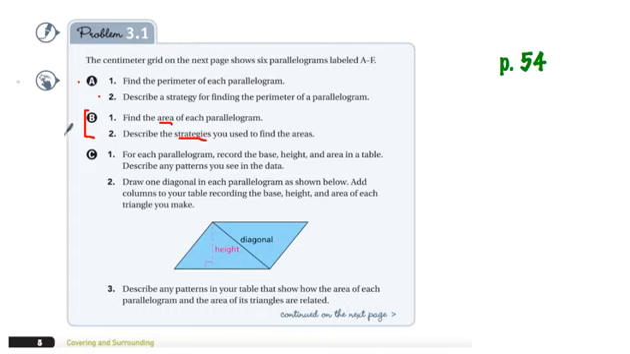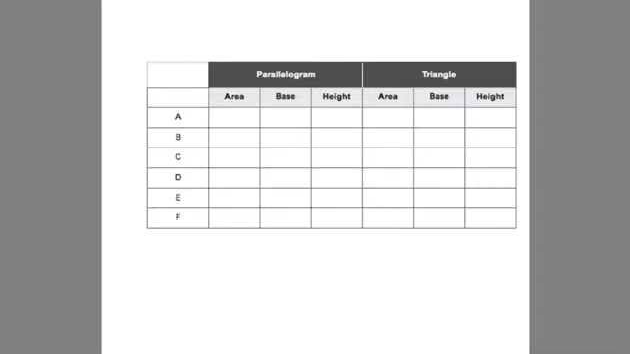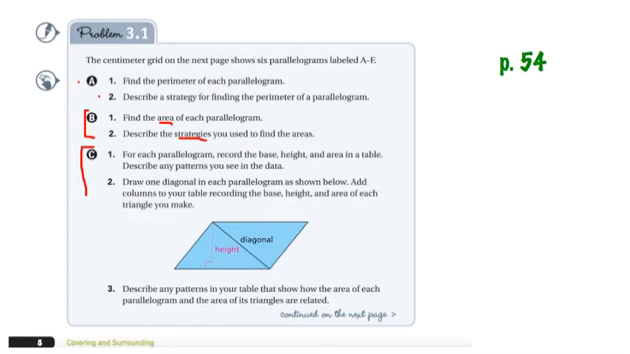When you've completed parts A and B, you're going to move on here to part C. It says for each parallelogram, record the base, height, and area in a table. Describe any patterns that you see in the data. So the other lab sheet that's on the back table is a table that is already set up for you. So that part right here is just focusing on the parallelogram. So you're going to go and record your area, write down what you had for your base and what you had for your height for the parallelogram.